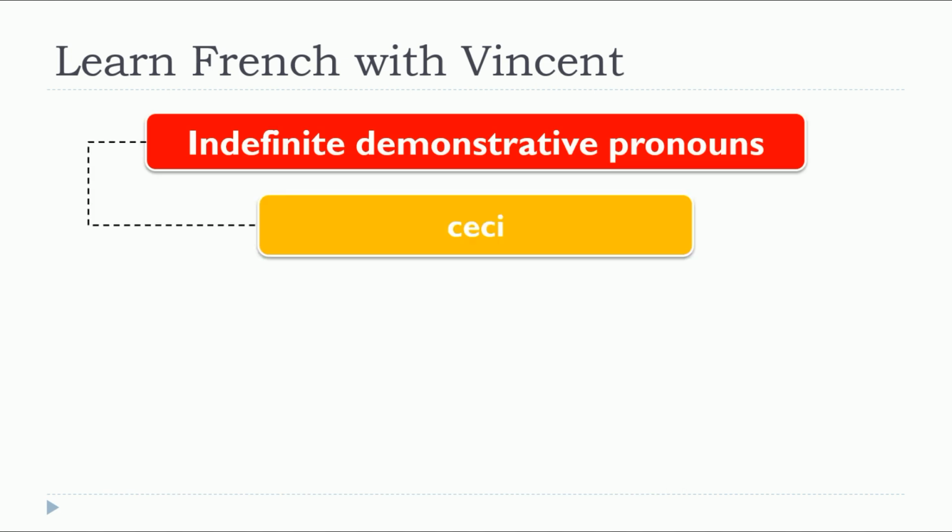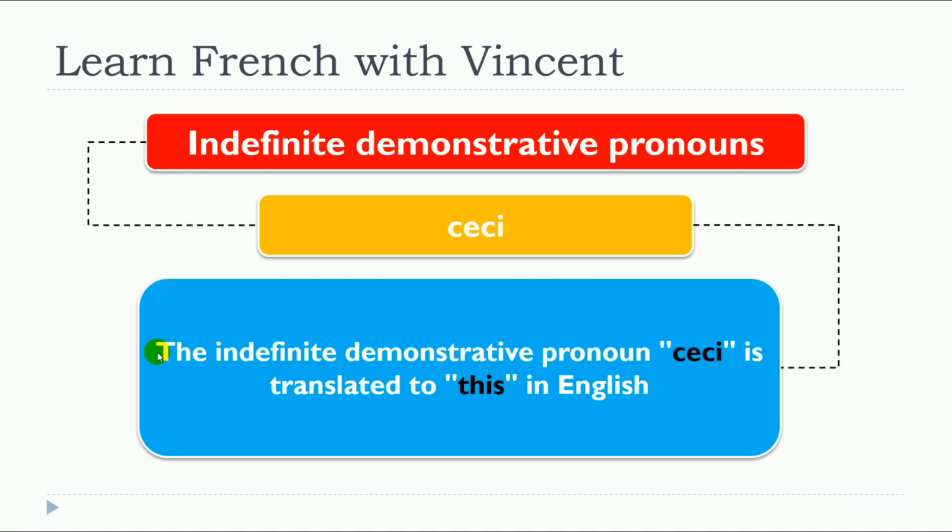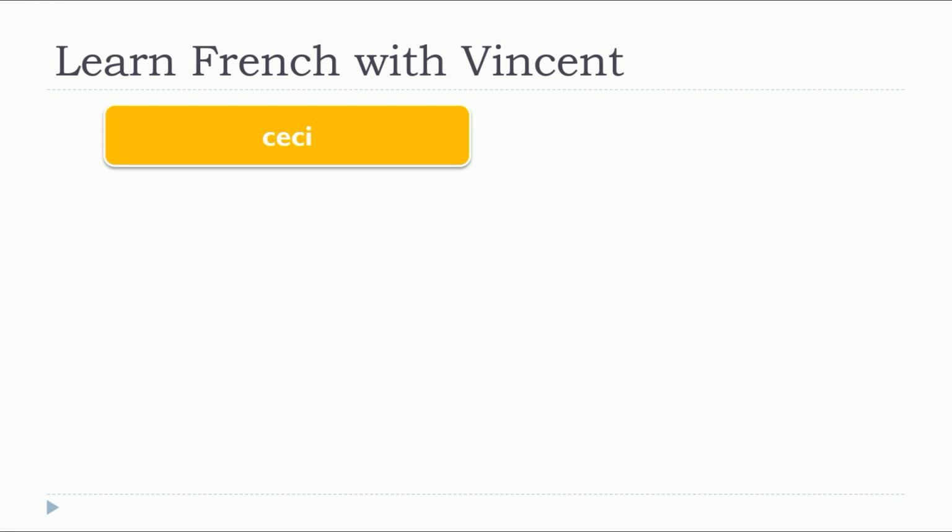In this lesson, we will concentrate on ceci. And the indefinite demonstrative pronoun ceci is translated to this in English. So you will see that it's used quite often. And we'll have 4 examples.